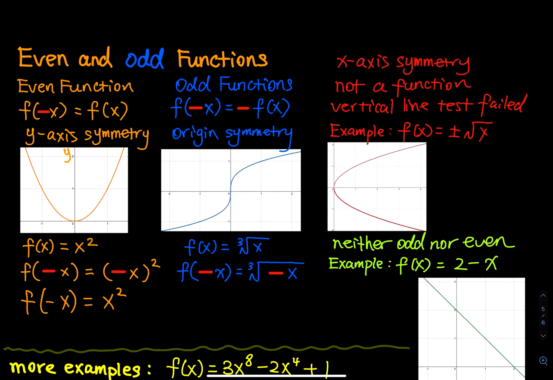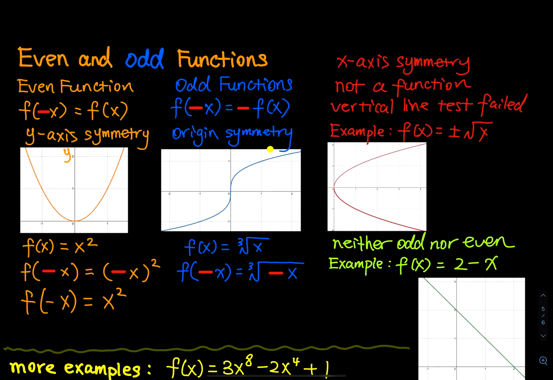For an odd function, when you change x to a negative x, you can pull the negative out. It looks like factoring, but the word factor is incorrect to use. You can pull the negative out of the function. The graph of an odd function has origin symmetry.